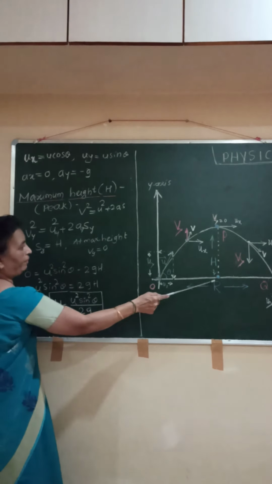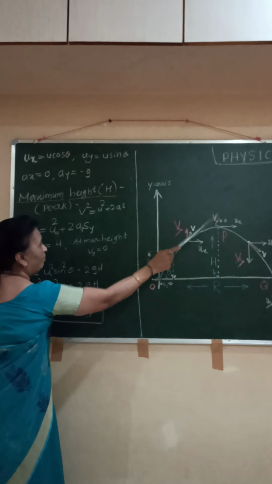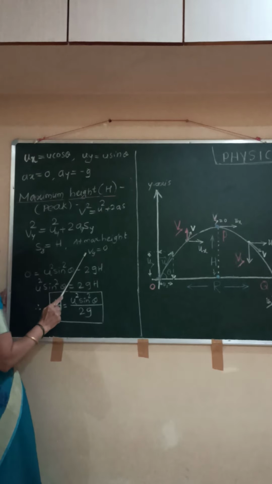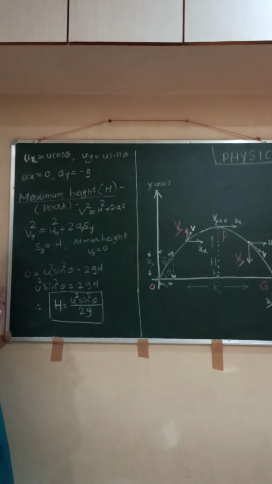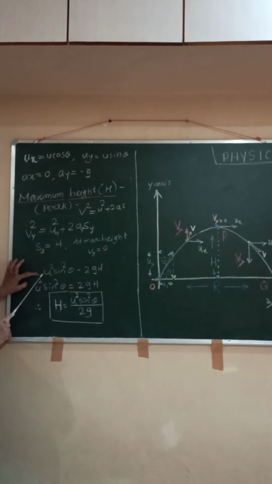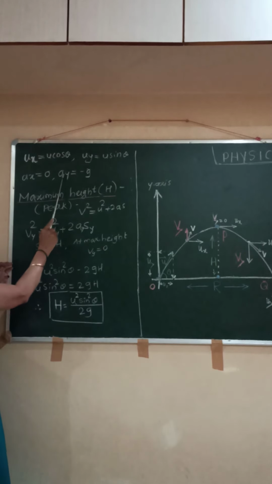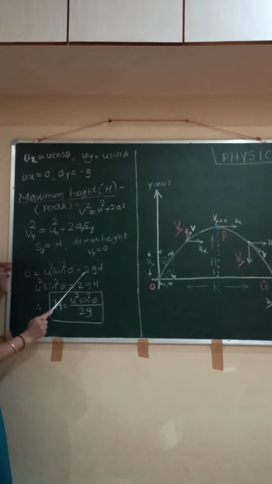At maximum height, when the projectile reaches the maximum height, its velocity becomes 0. So the vertical component of velocity vy will become 0. We can substitute these values in this equation. So vy is equal to 0. So this vy square becomes 0, which is equal to uy square. We know the y component of that velocity, it is u sin theta. So here it becomes u square sin square theta minus 2 ay, that is equal to minus g. So it is equal to minus 2g.